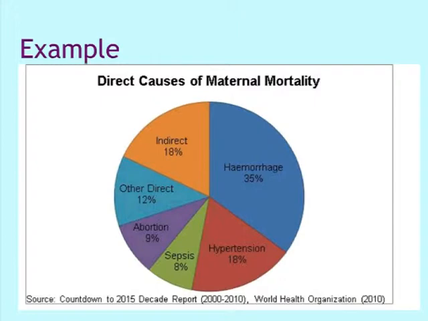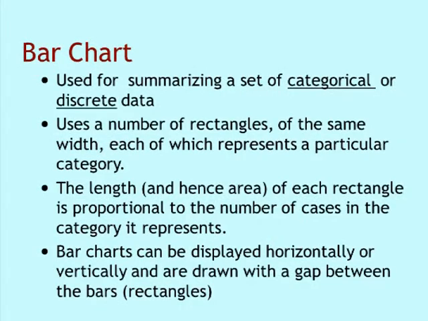If we want to compare 2 different variables, a pie chart is not an ideal graphical display. What do I mean by that? We will use a better display like a bar chart in order to take care of this issue. So what is a bar chart? A bar chart is a graphical display used for summarizing a set of categorical or discrete data.